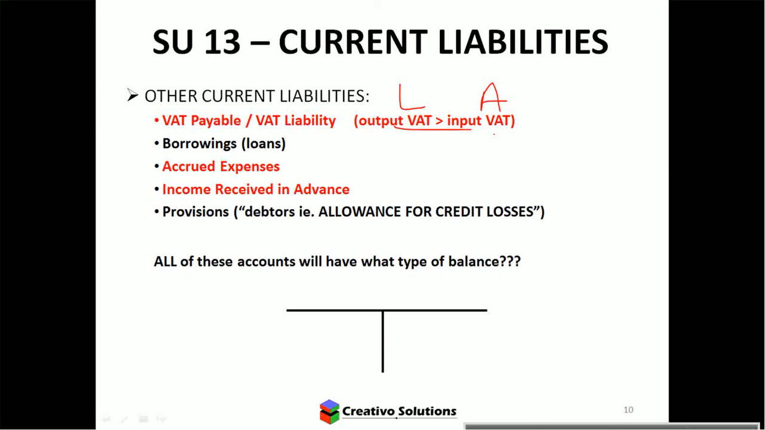Would a provision be classified as a liability? No, a provision won't be. Why? What is it called? Negative assets. A provision is an allowance. It's just another word for allowance, like provision for doubtful debts, or allowance for credit losses. So a provision or allowance is just something that's provided for today that relates to the future.